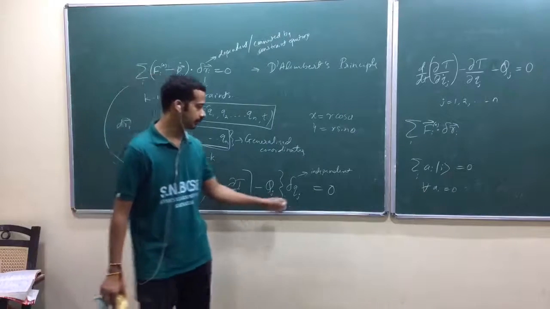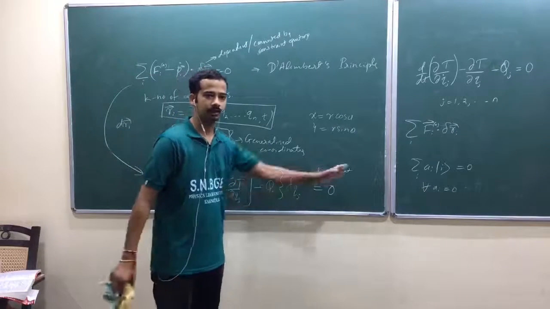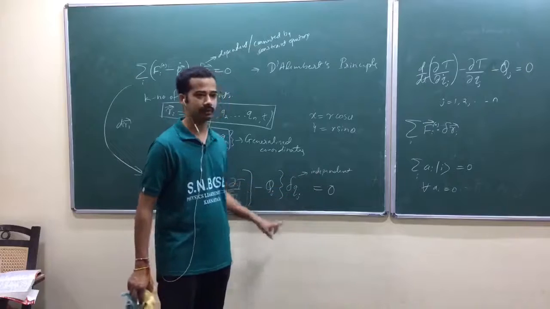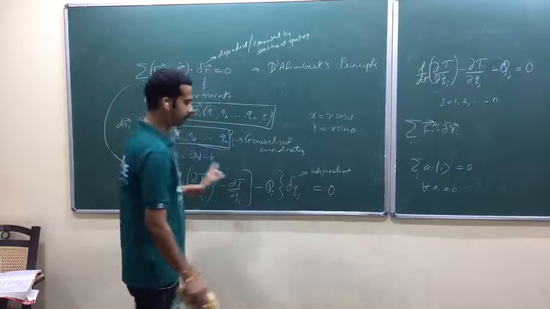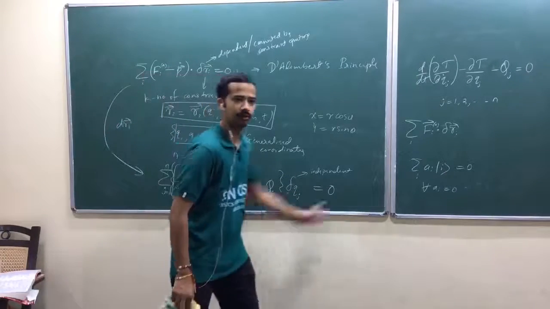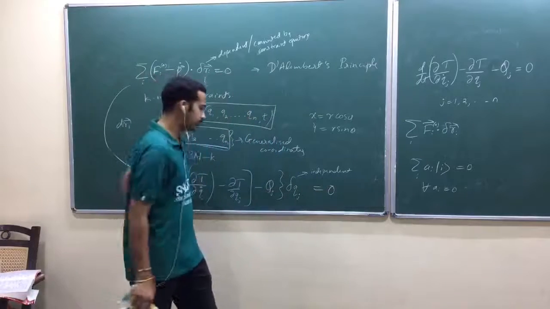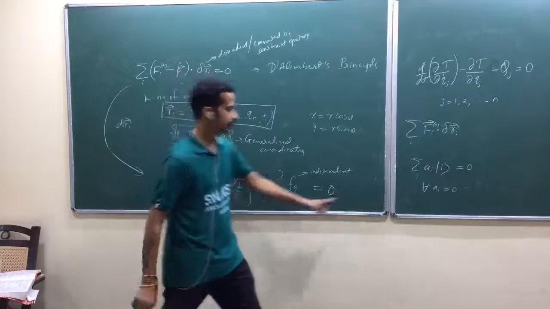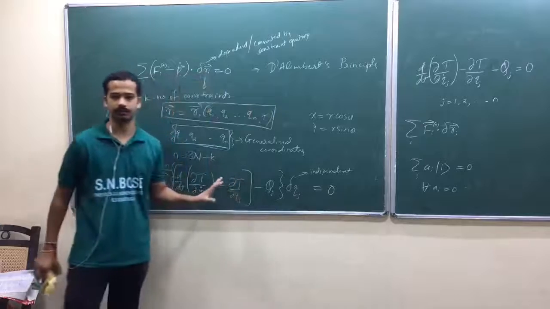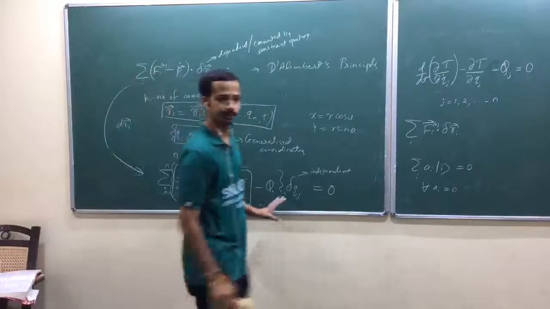There is no relation between these delta Qj. I mean, there are n of this type, so there are small n number of these things, and there is no relation between them. That's why this kind of relation can happen only when all individual coefficients are 0. Same situation.